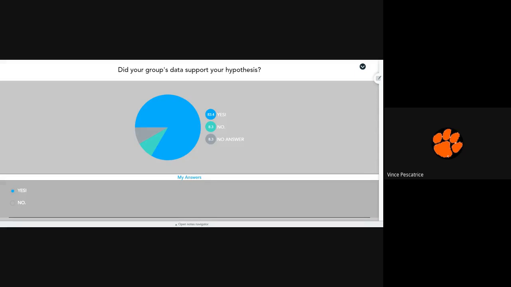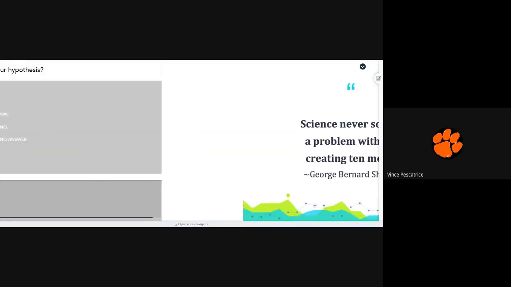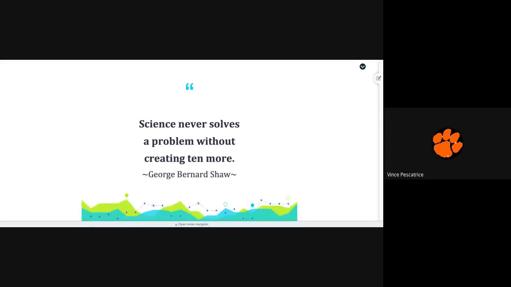All right, so this is a quote that's very, very true. Science never solves a problem without creating ten more. So we just used the scientific method to address a phenomenon with water and flame in a jar. This should pop up a few more questions in the back of your head.